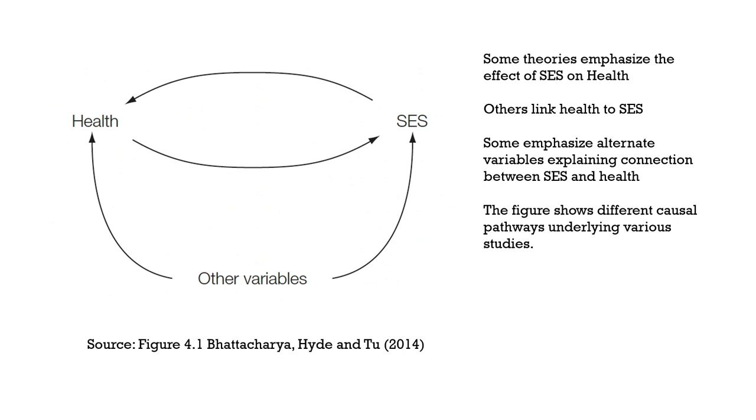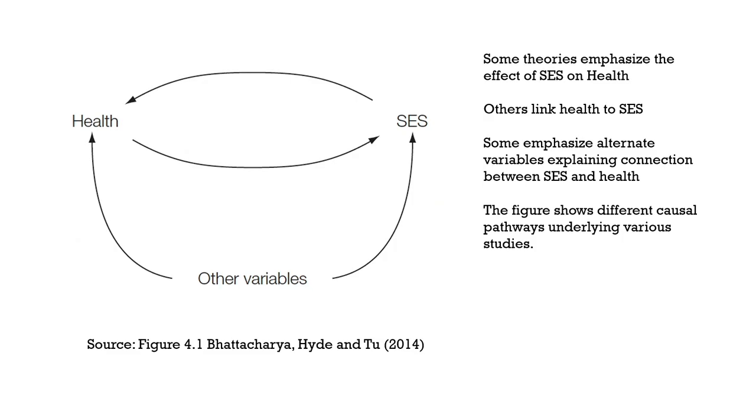This is a simple visualization of the variables. You have health, you have SES or socioeconomic status, and there are other variables. So, there are some theories that emphasize the effect of socioeconomic status on health. There are others that link health to socioeconomic status, and there are some that emphasize alternate variables that explain the connection between SES and health. So, this figure basically shows the different causal pathways that underlie the various studies surrounding SES and health.